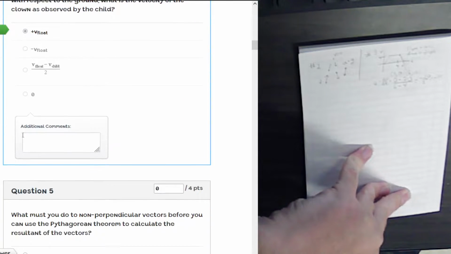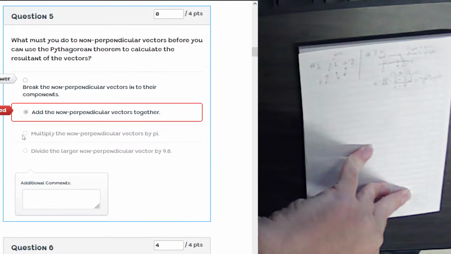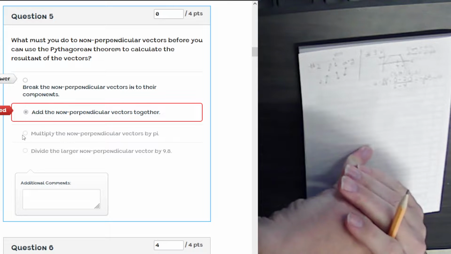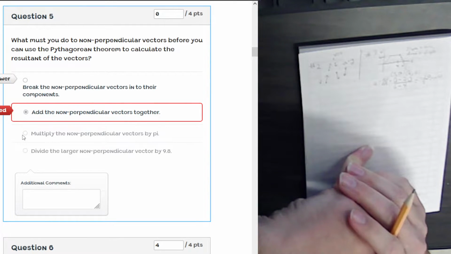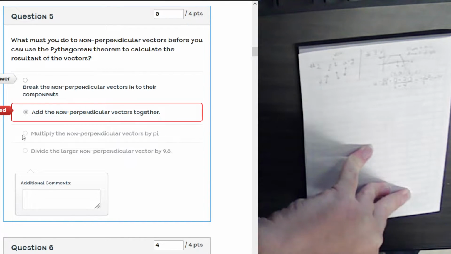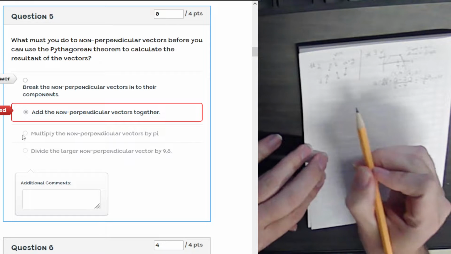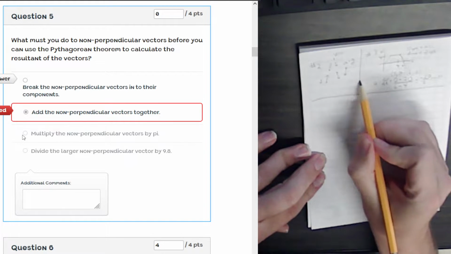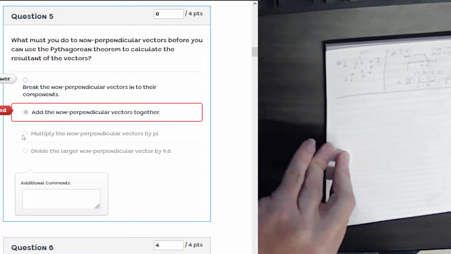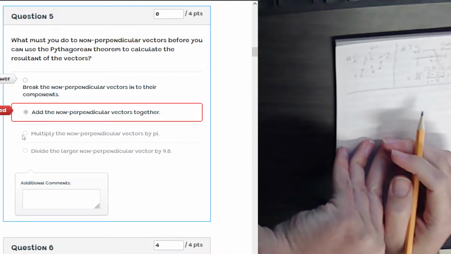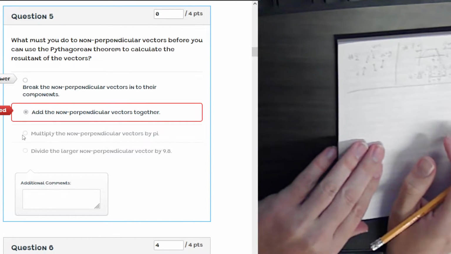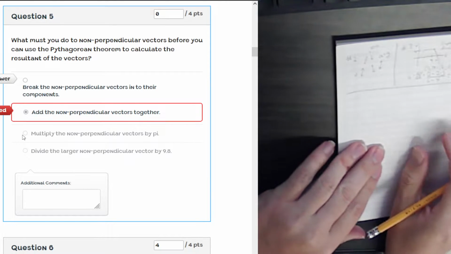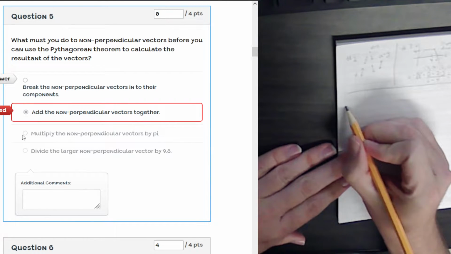So let's look at 4, got it right. Let's look at 5. So 5, it says, what must you do to non-perpendicular vectors before you can use the Pythagorean theorem to calculate the resultant of the vectors? Okay, so there are several things you have to know. So let's go through this. So let's start with perpendicular vectors.